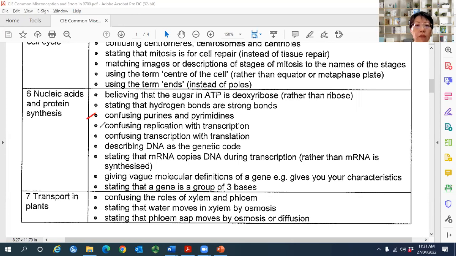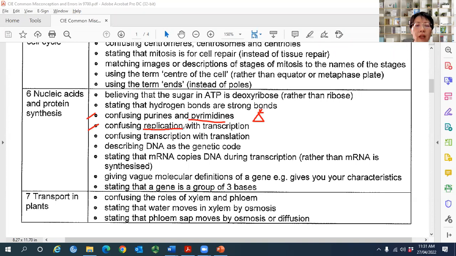Okay, confusing purines and pyrimidines. Now, this one, I trust all of you have memorized already what is purine, what is pyrimidine, right? Pyramid only has one top, so it's one ring. That's how I teach my students. Pyramid only got one top, it's triangular, right? It's only one ring. Purine got two rings. Finish.